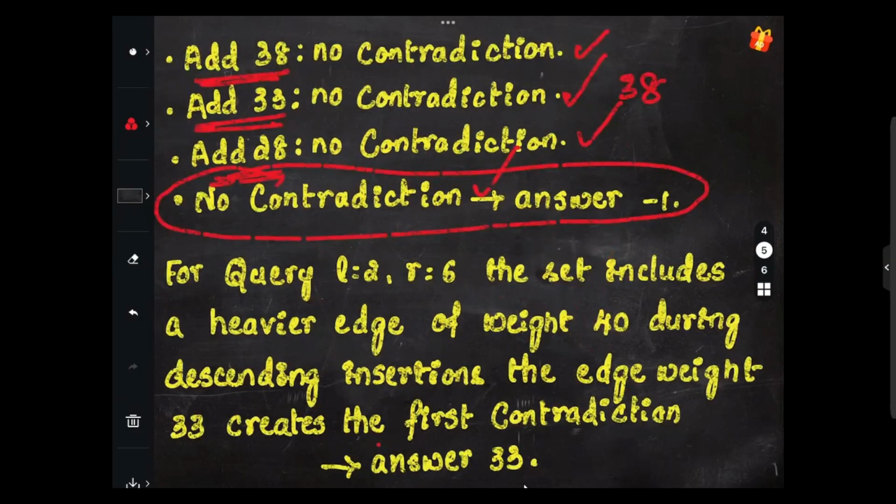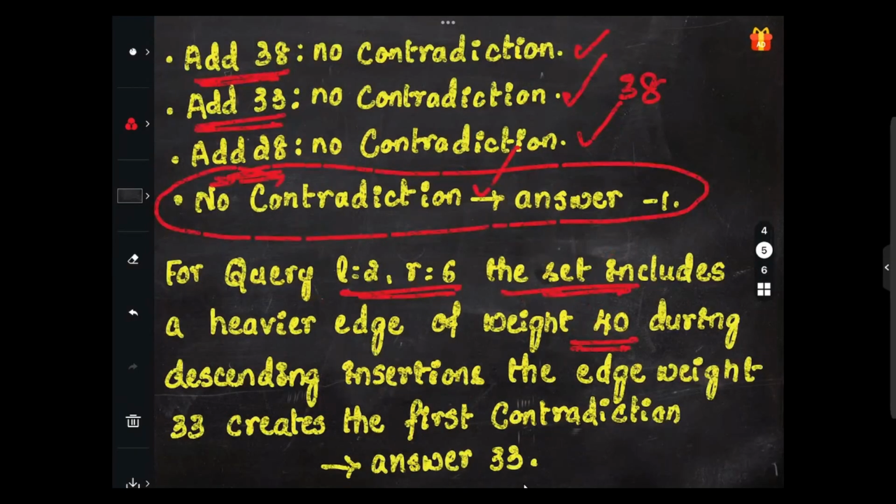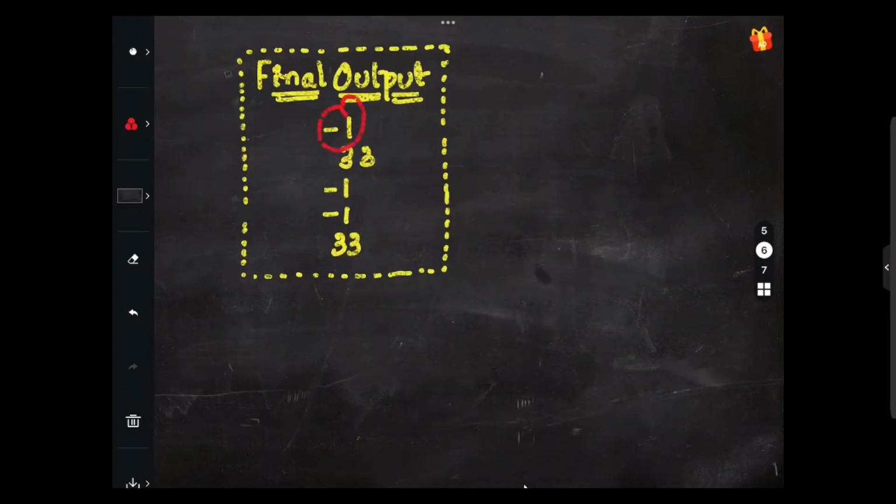So now let's consider the query with left 2, right 6, actually. The set includes a heavier edge of weight 40, right? So during the descending insertions, we will be going with 40, 38, 33, 28. The edge with weight 33 creates the first contradiction here. So the answer here is 33. We will be going with 33 in that case.